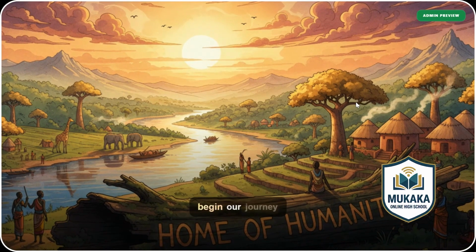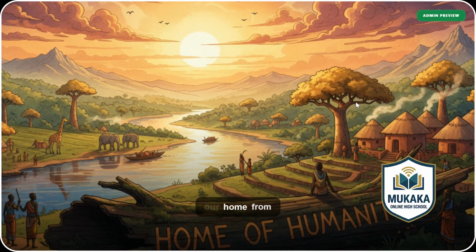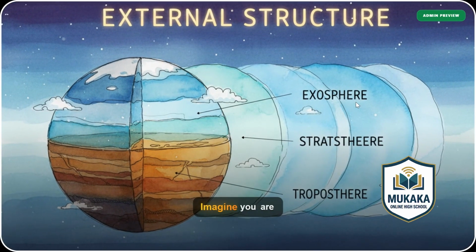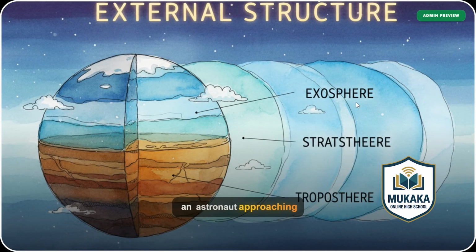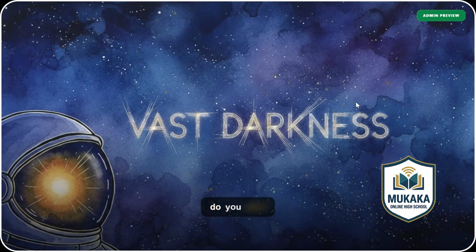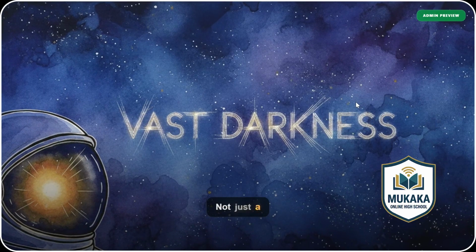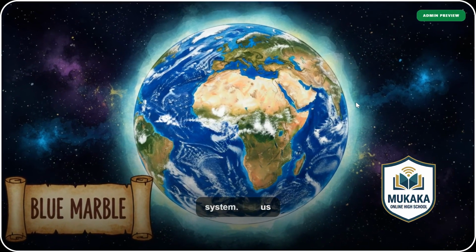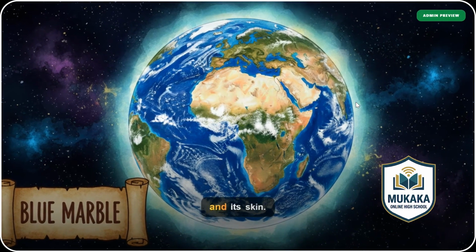Today, we begin our journey by looking at our home from the outside in. We will explore the external structure of the Earth. Imagine you are an astronaut approaching our planet from the vast darkness of space. What do you see? Not just a blue marble, but a complex breathing system. Let us examine its shape and its skin.